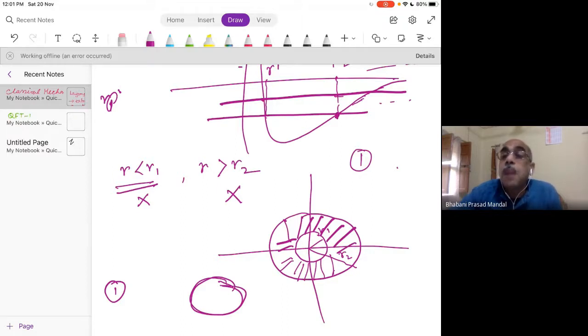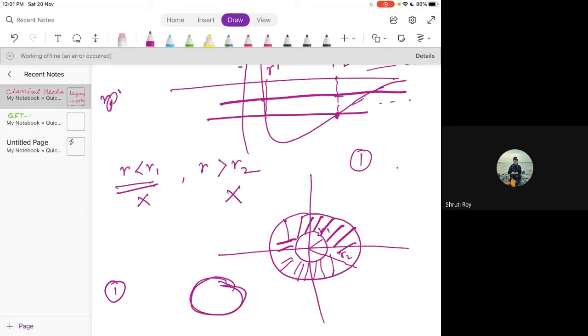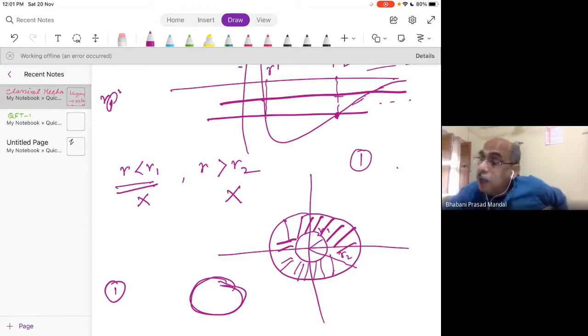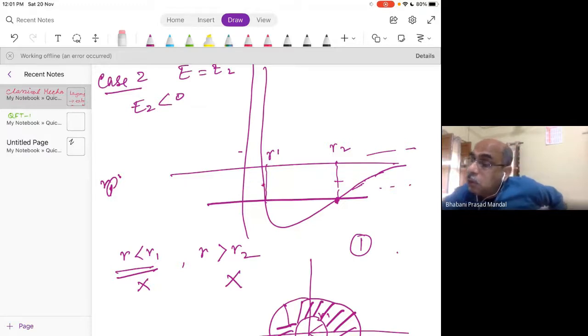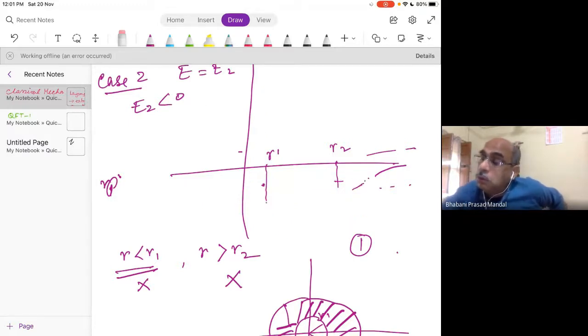Sir, can you please explain the R greater than R2 case? R greater than R2 case means here. Forget about this upper line, it will confuse you. This line is just for example.